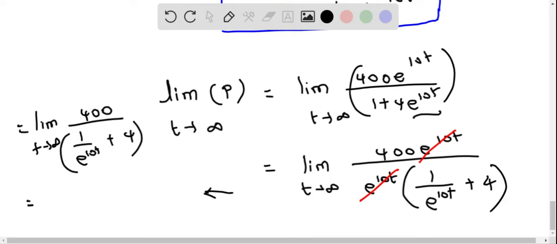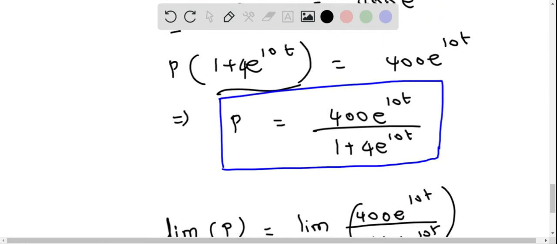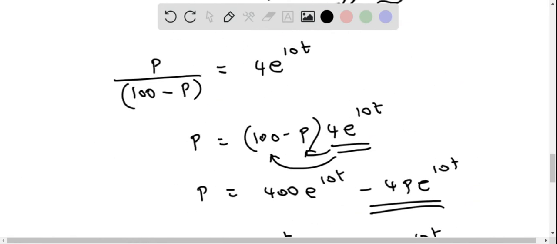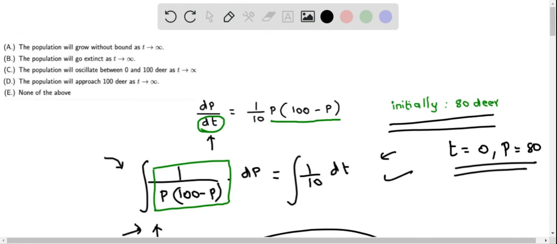When t approaches infinity, e power 10t approaches infinity, and 1 over infinity is 0, so this becomes 0. And so we will have 400 over 4. This equals 100. So we are able to determine that when t approaches infinity, the population approaches 100. The population of deer approaches 100 when t approaches infinity. This means we can go back to the answer choices, and the population will approach 100 deer as t approaches infinity. So this one is the correct answer to this question.